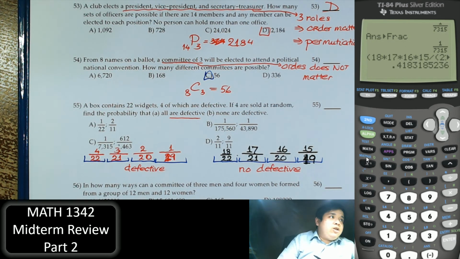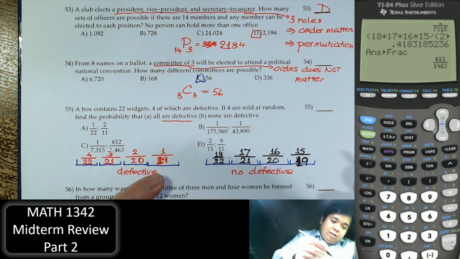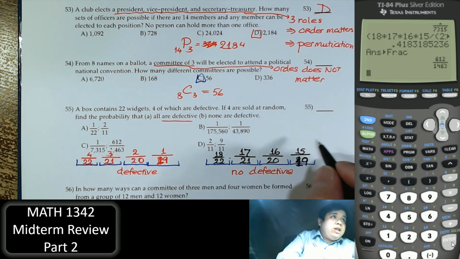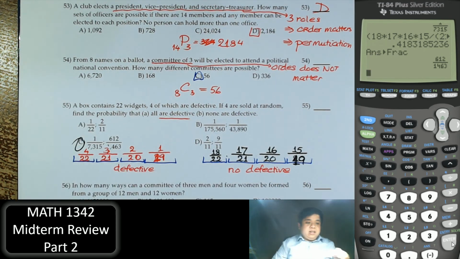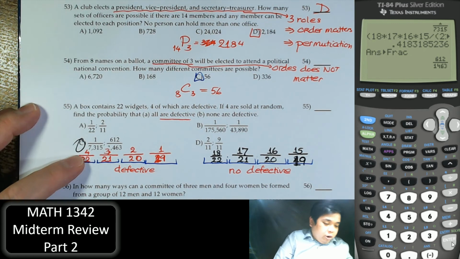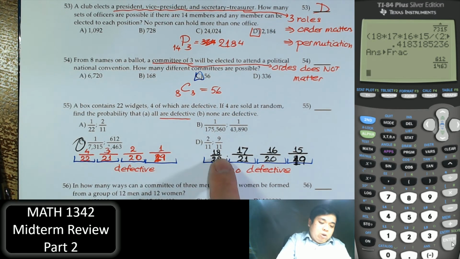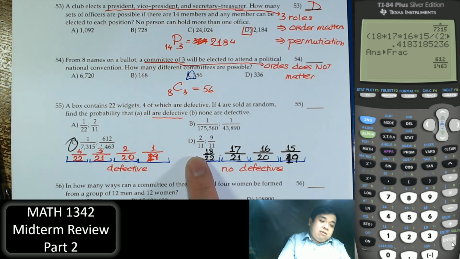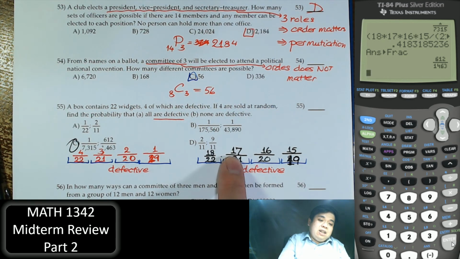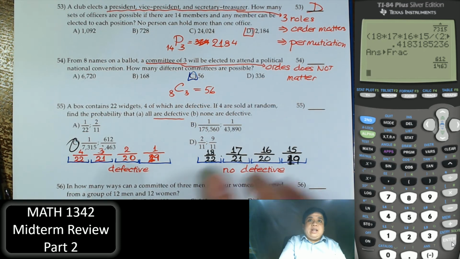And if we change this to a fraction, we have 612 over 1463, so it has to be this. So for non-defective, there will be 18 not defective, and it's still over 22. And since we take that out, there's 17 left, over 21, and so on.